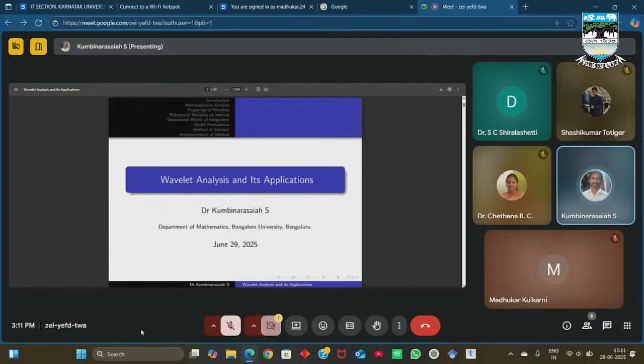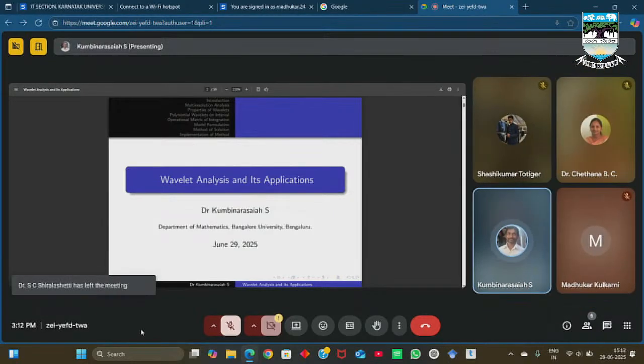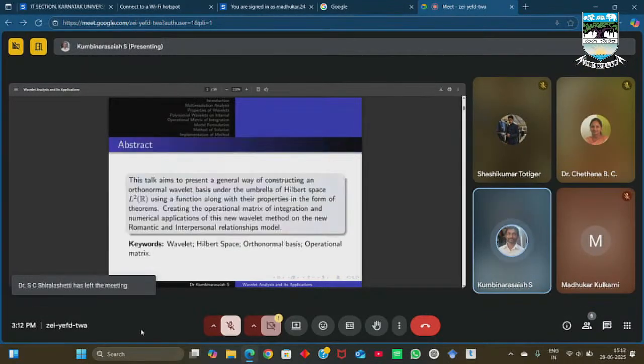This is the table of contents. First, we shall have some introduction about wavelets and how to create these wavelets. Let's move to the abstract. This talk aims to present a general way of constructing an orthonormal wavelet basis under the umbrella of Hilbert spaces, using functions by discretizing, and also using continuous functions along with their properties in the form of theorems, and how to create the operational matrix of integration, and a little bit of numerical applications of a newly generated method using this wavelet.